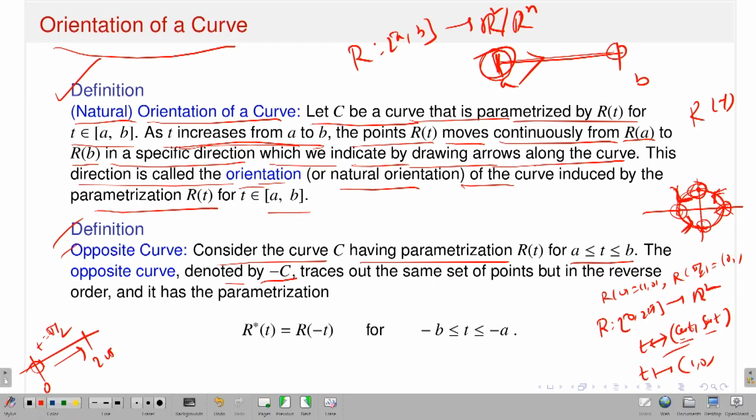So the opposite curve, which I denote as minus C, what is the definition? It traces out the same set of points. Whatever points are in my curve, minus C also traces out the same set of points, but in the reverse order. For example, take the circle I just drew. The circle with parameterization from 0 to 2 pi to R2, t goes to cosine t comma sine t. This is a curve, a Jordan curve, a simple closed curve.